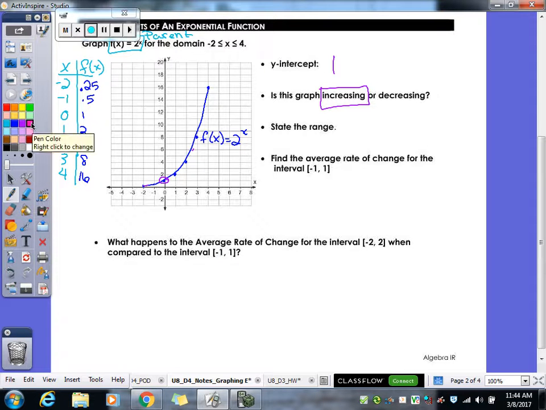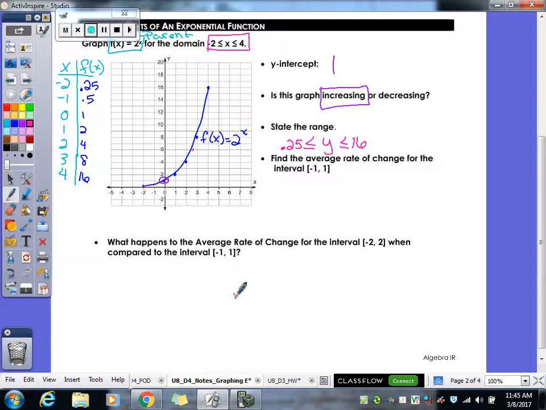For this one, they want us to state the range. Now, when they give you this is your domain, your range is going to look very similar. It's going to have the same setup. We just have to fill in our numbers. So what is our smallest number? Our 0.25, so that's going to go over there on the left. Not 4, the 16. Yeah, we got to use that y number. So 0.25 less than or equal to y less than or equal to 16.